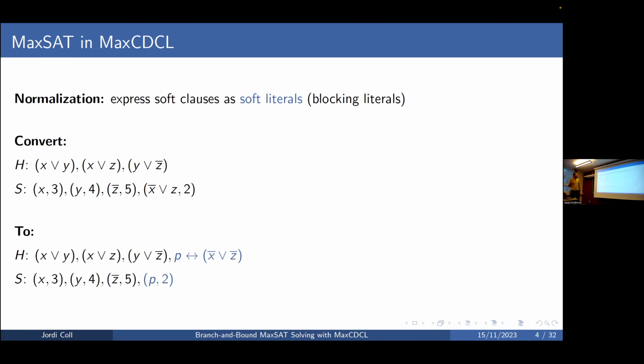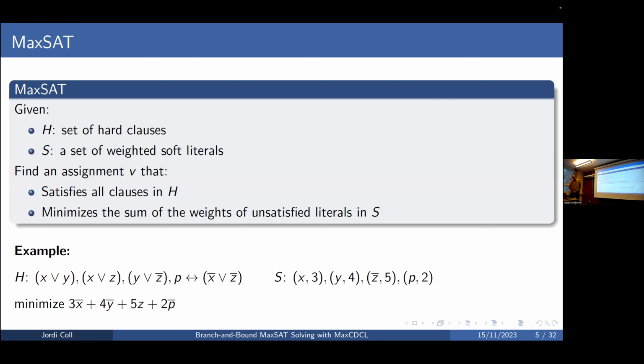Basically, we make this translation, and now the problem is stated this way. We have, again, a set of hard clauses, but now a set of weighted soft literals. And what we want to do is, again, satisfy all the hard clauses and minimize the sum of the weights of the unsatisfied literals in the set of soft literals. It's an equivalent definition. So the objective function can be stated this way, like a Pseudo-Boolean constraint.